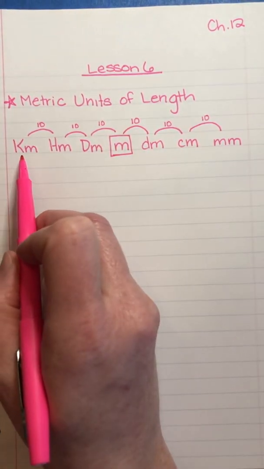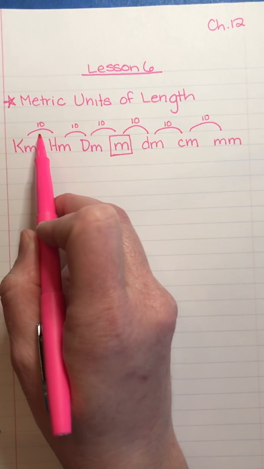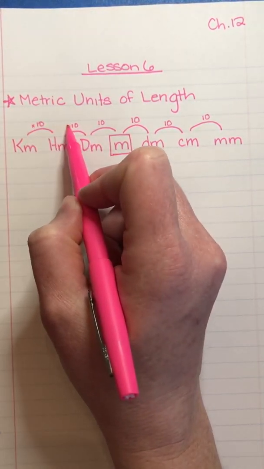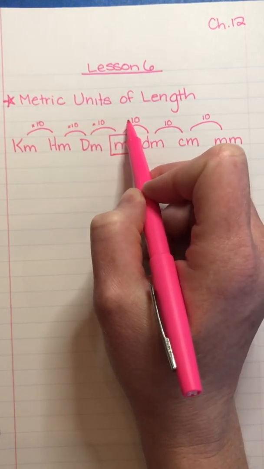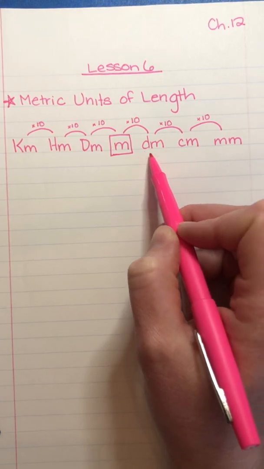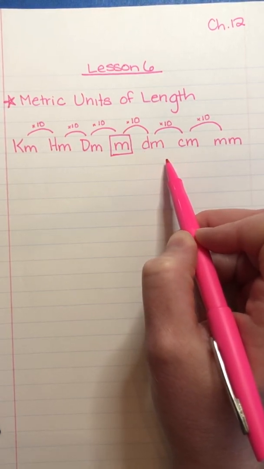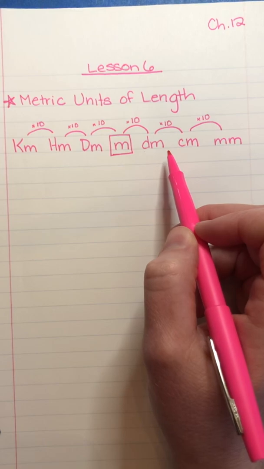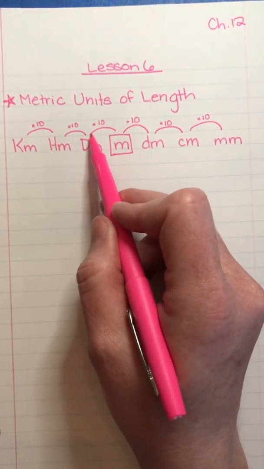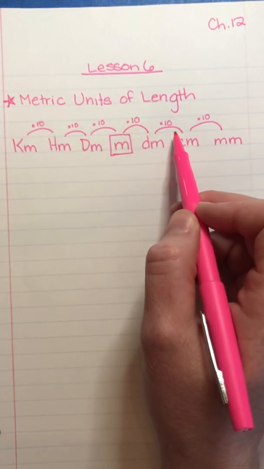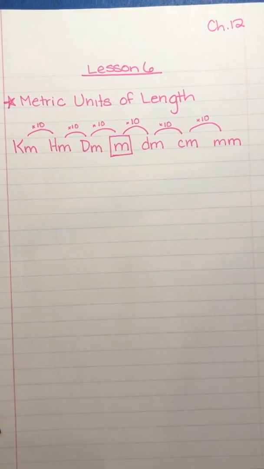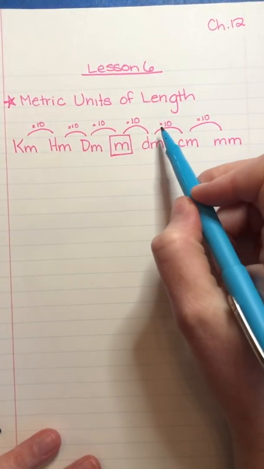Now, if I'm starting with a large unit and I'm going to a smaller unit, I'm always going to be multiplying by 10 when I make that change, okay? If I'm going from a smaller unit and coming up to a bigger unit, I have to divide by 10, but we'll talk about that in a little bit. So every hop, just a next door hop, I like to call it, is going to be a change of 10.